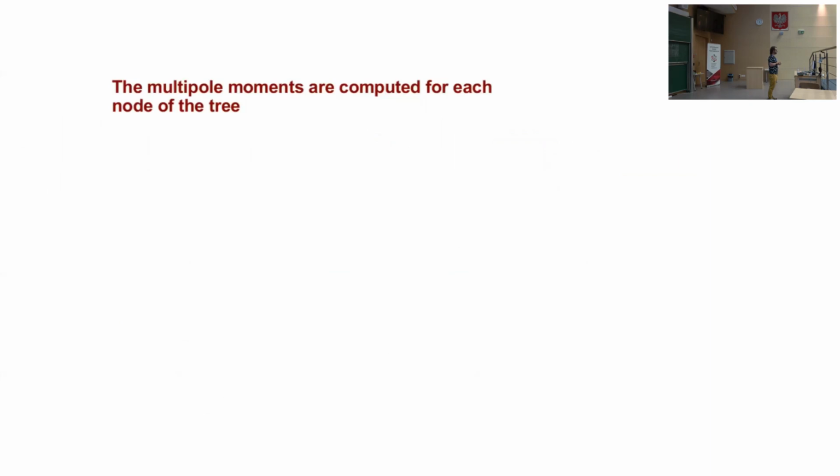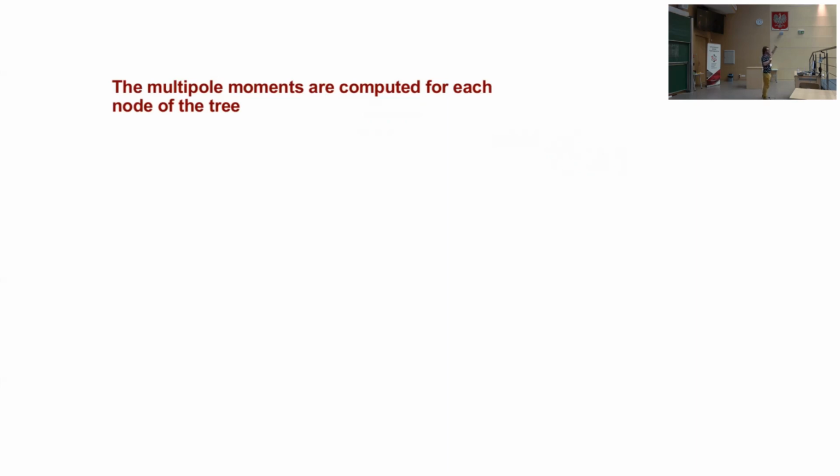So now you compute these multipole moments at each node of the tree, and you store them. Later, if the tree hasn't been updated, you don't need to recompute them, you just take the multipole moment. If the particles move just a little bit, you don't need to recompute. Only when the particles move significantly do you need to reconstruct the tree and recompute the multipoles. So this already saves you some time.